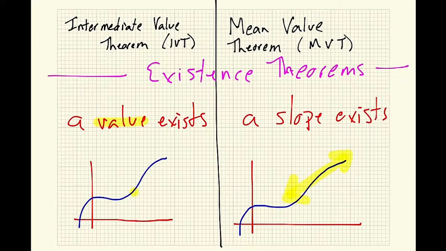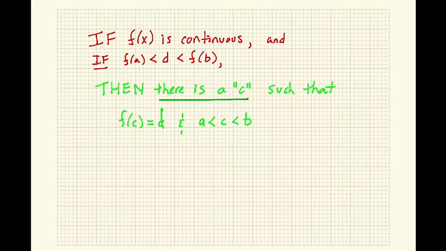All right, so let's look at the intermediate value theorem. The intermediate value theorem says this: if f of x is continuous, and the intermediate value theorem only works if you have a continuous function, and we have some point D which is in between f of a and f of b, so we're thinking on the y-axis here, then there is some point C on our x-axis such that f of C gives us the value D. There's the existence of the value, and that point C sits between A and B.